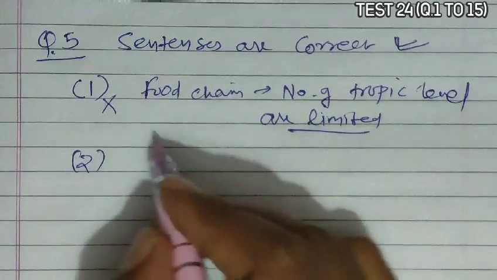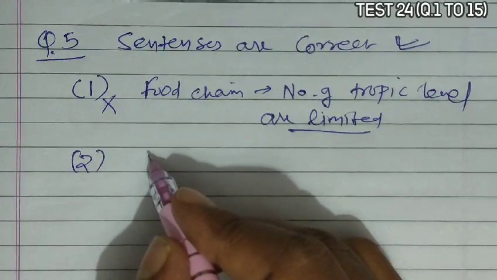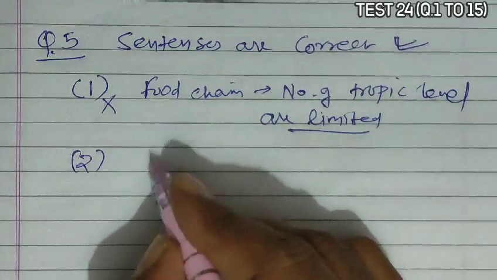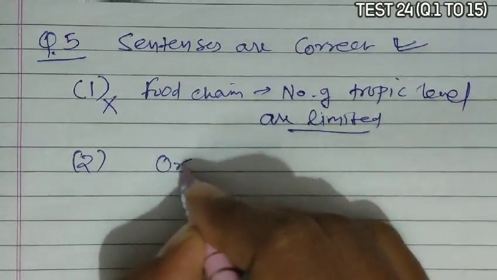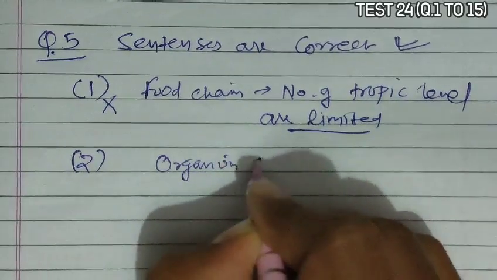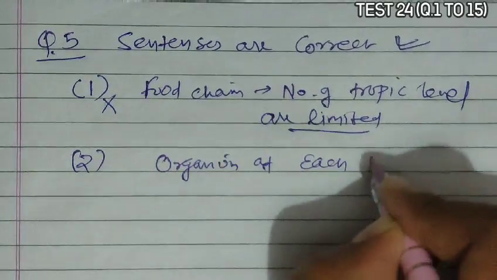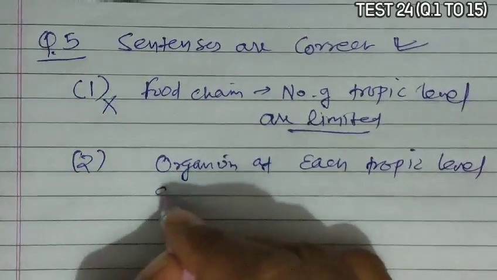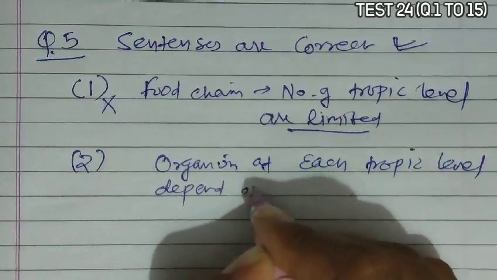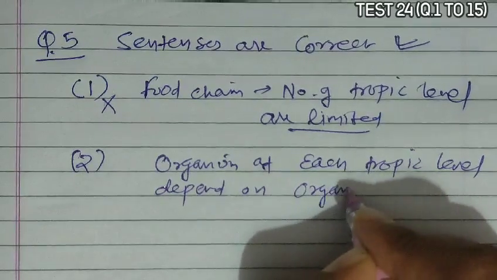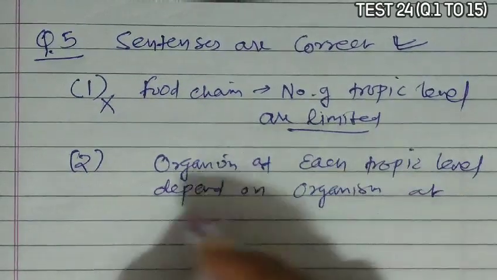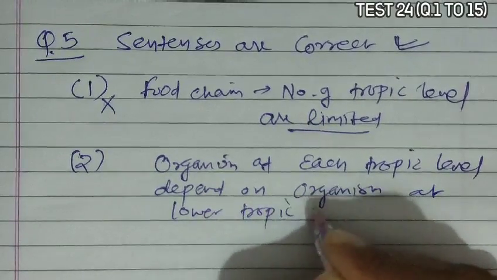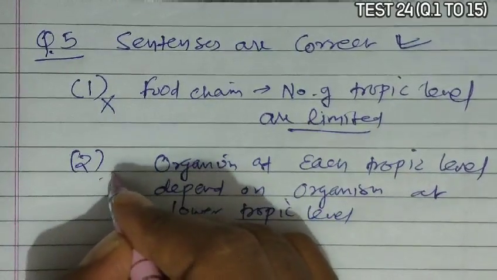Second statement is given as organisms at each trophic level depend on those at the higher trophic level for their energy demand. Actually, organisms at each trophic level depend on organisms at the lower trophic level. So it is also incorrect.